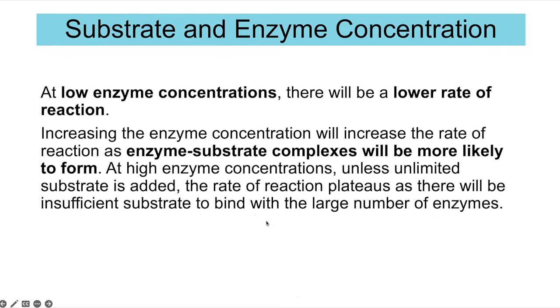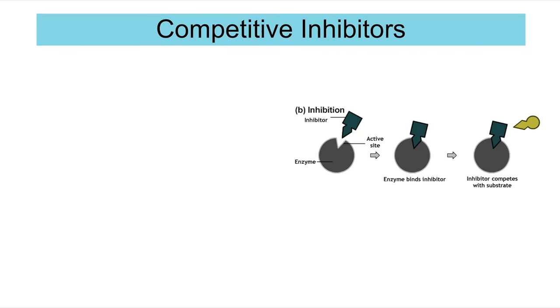With the enzyme concentration, similar idea. At low enzyme concentrations, there's going to be a lower rate of reaction because there'll be fewer collisions between the enzyme and the substrate, so fewer enzyme-substrate complexes. So as you increase the enzyme concentration, there'll be an increase in the rate of reaction. But at high enzyme concentrations, unless you also have unlimited substrate being added, the rate of reaction is going to plateau as there'll be insufficient substrates to bind with all of those enzymes. So you'll end up with some empty enzyme active sites.